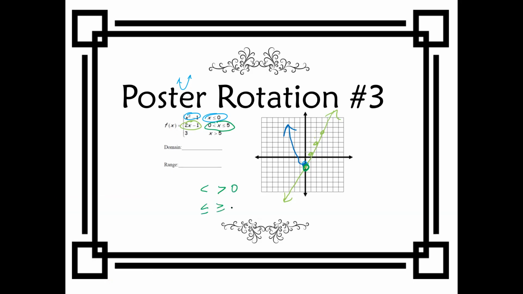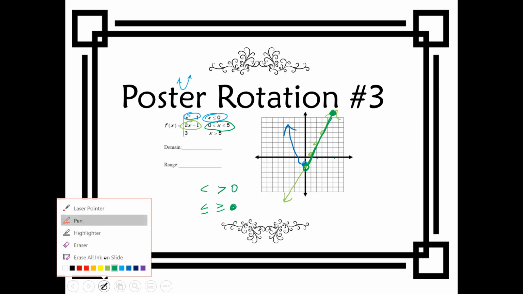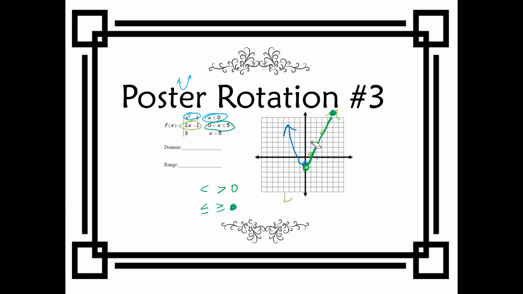Less than or equal to, greater than or equal to, is a closed circle. So keep that in mind. And 5, so you go 1, 2, 3, 4, 5, go up this line, closed circle. You're only going to be using this piece right here. So the remaining parts of this, you can just go ahead and erase.